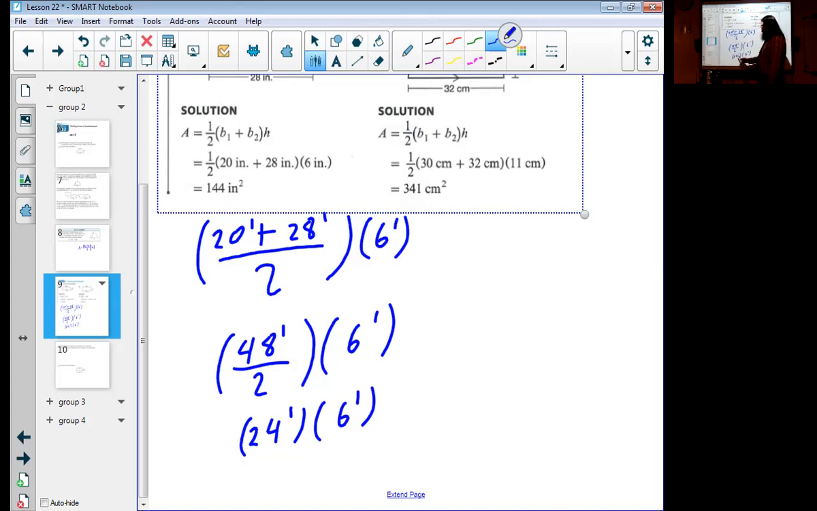24 times 6: 6 times 4 is 24, carry a 2. So we have 144. Now remember, we have inches and inches. We multiply inches times inches, and we get inches squared.